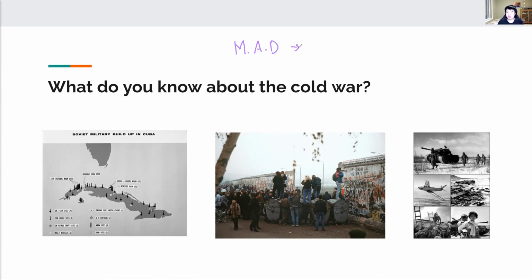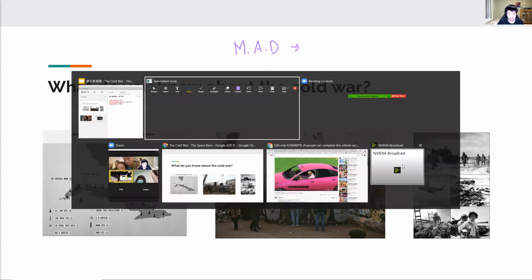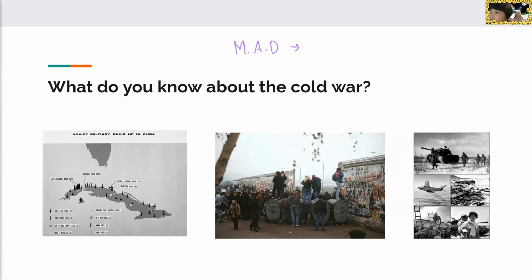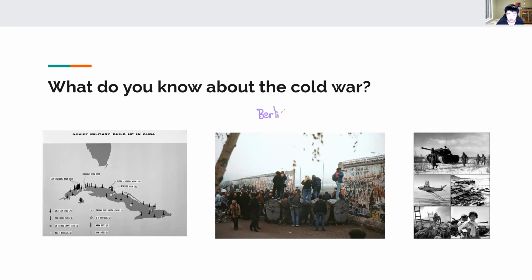All right, before we start on the space race, could anybody tell me what these three pictures are? Does anybody recognize the pictures? They all represent a very famous event during the Cold War. Would anybody know? One picture is about separating two parts of Berlin, I think. The wall is separating. That's correct. Great job. So the middle one is called the Berlin Wall.